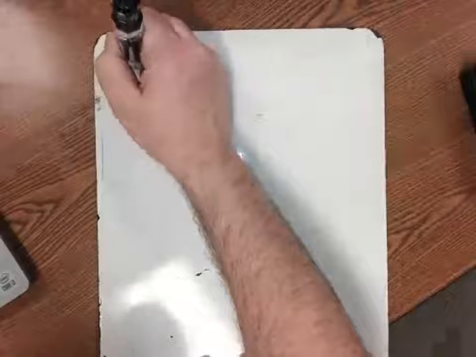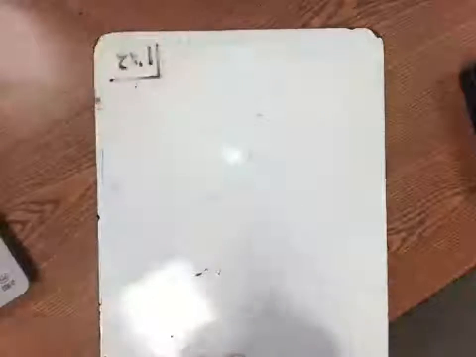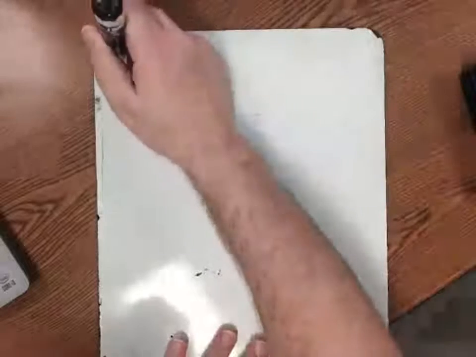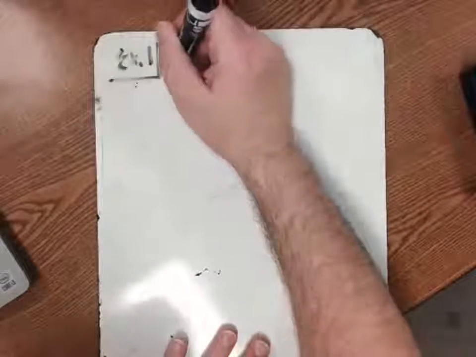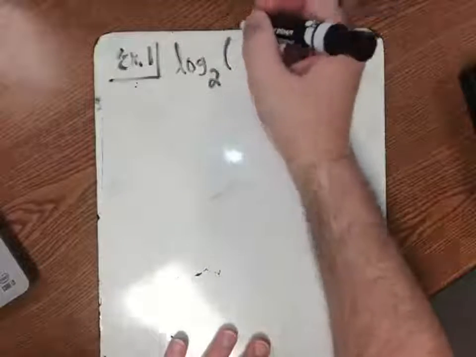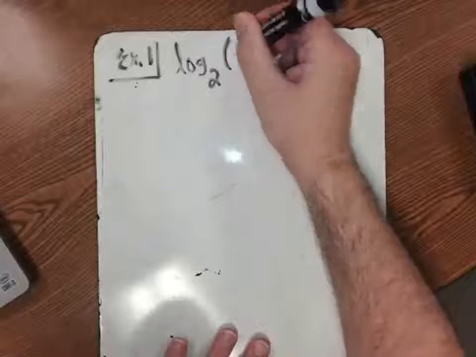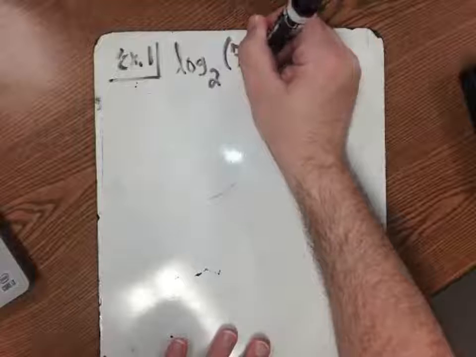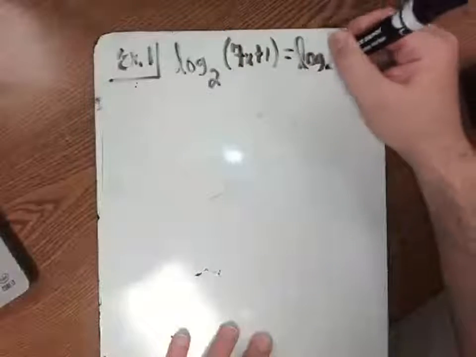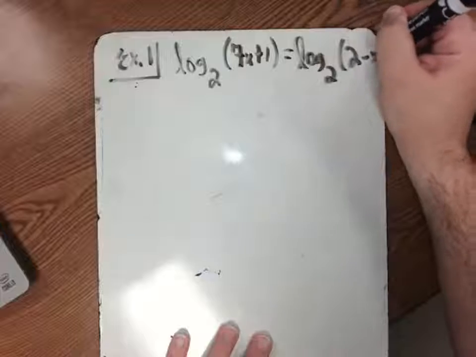This is example 1, and I apologize for my marker. I'm running out of the good ones, so I need to get some more. So here's example 1. We have the log base 2 of 7x plus 1. That's going to equal the log base 2 of 2 minus x.